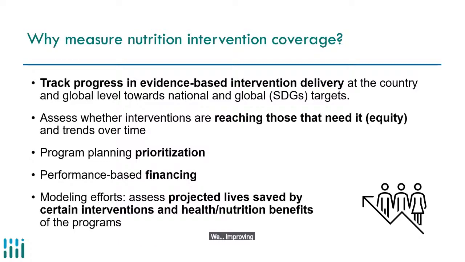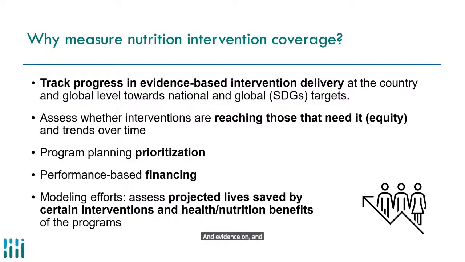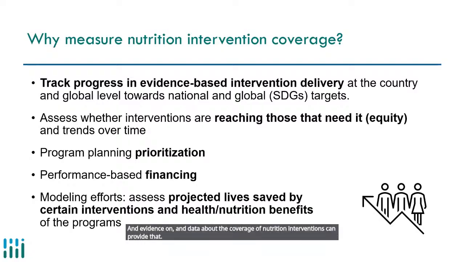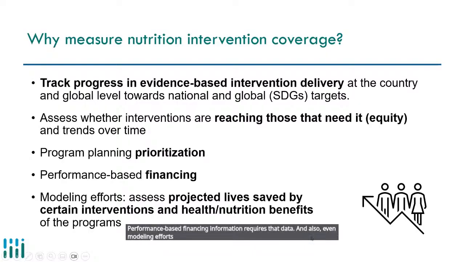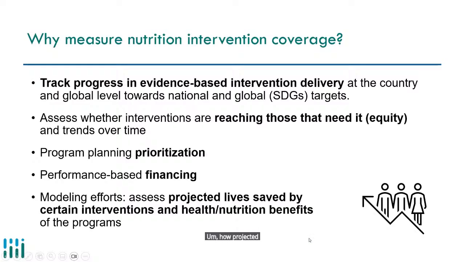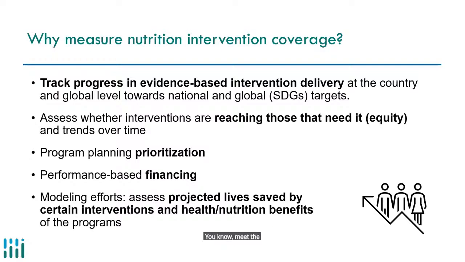For improving our programs and planning, we want to be able to prioritize where areas need to be strengthened, and evidence and data about the coverage of nutrition interventions can provide that. Performance-based financing requires that data, and so do modeling efforts to estimate projected lives saved by certain interventions and the health and nutrition benefits from those programs, which can only be done where data is available. Next slide.